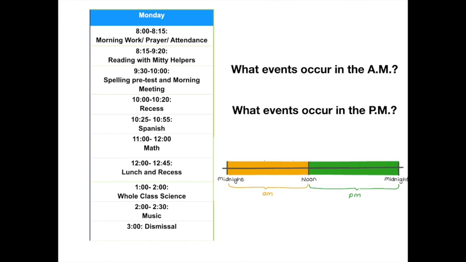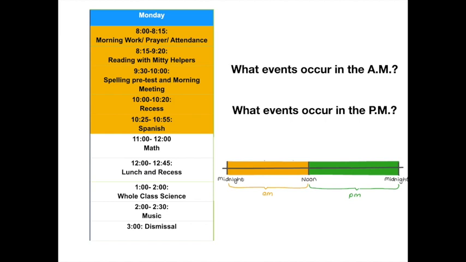Let's see, which events occur in the AM or before noon, and what events occur after noon? Well, I definitely know that these events that are in the orange occur in the AM. I know that because sometimes I think about AM like in the morning time. Like when I wake up, I get ready, I go to school, I do some morning work, we do prayer in the courtyard, we go to recess in the mornings, we have Spanish in the mornings. Those things all occur in the AM.